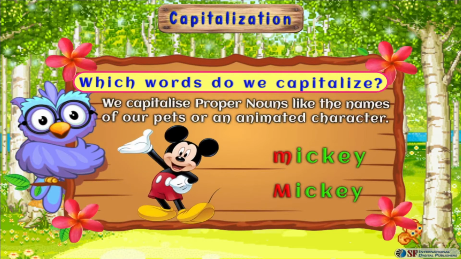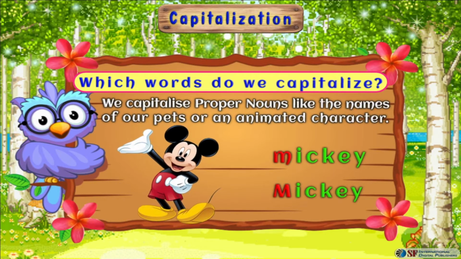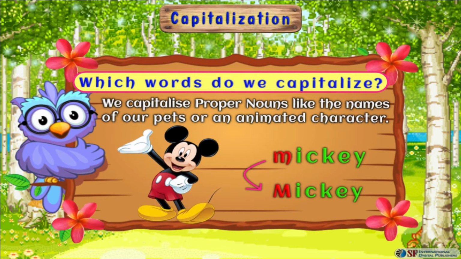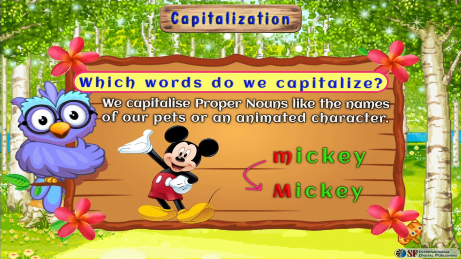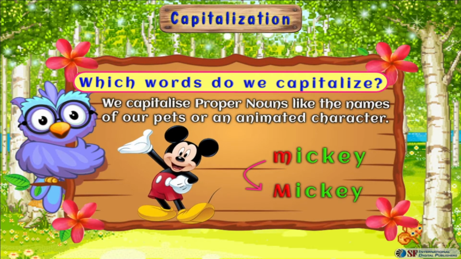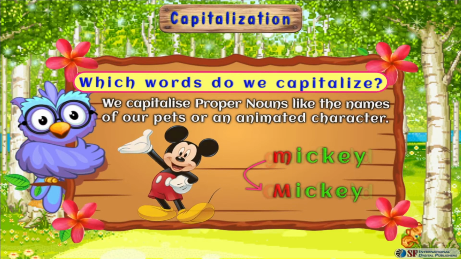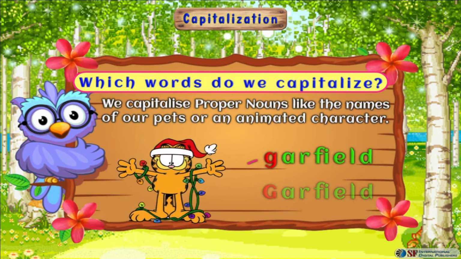We capitalize proper nouns, like the names of pets. M of Mickey is kept capital, as it's the name of a mouse. G of Garfield is kept capital, as it's the name of a cat.